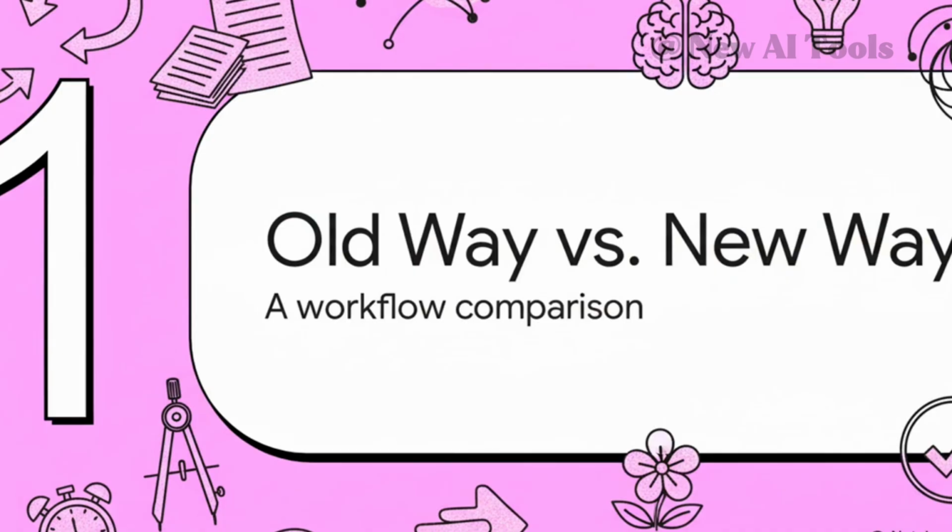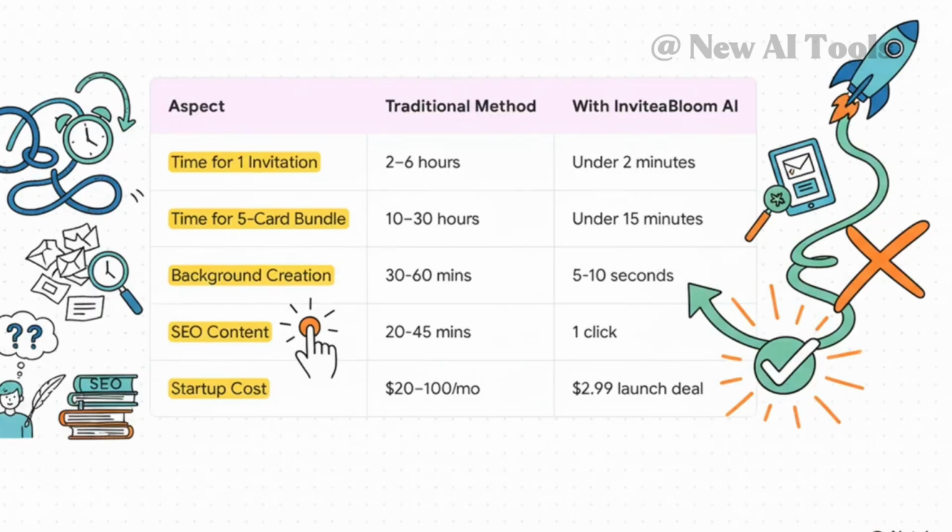Okay, let's put it head to head. We're going to do a direct comparison of your workflow now versus what it could look like with this AI tool. This table really says it all. Look at the time for one invitation, 2 to 6 hours the old way, versus under 2 minutes here. But for me, the most insane number is the 5-card bundle. That can take a full work week, up to 30 hours. With this tool, it's under 15 minutes.